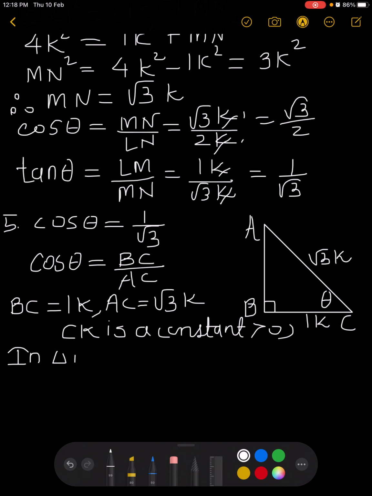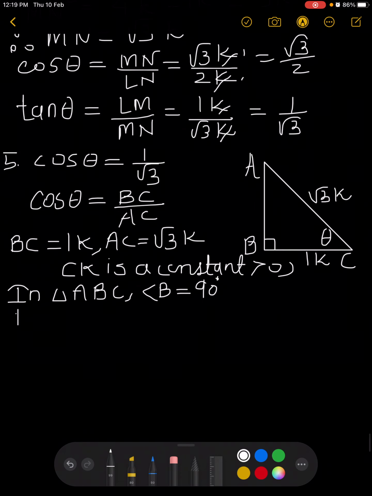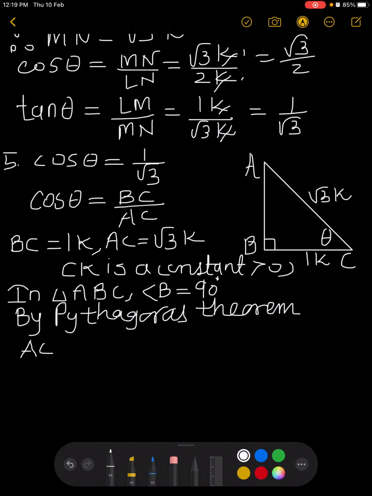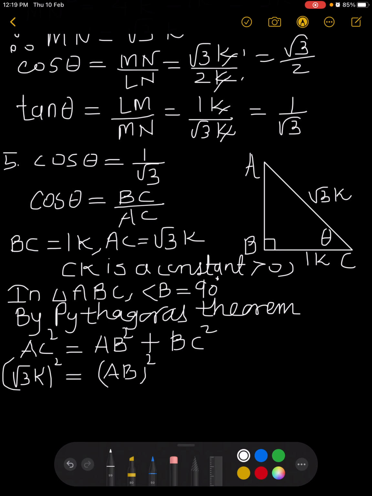Now in triangle ABC, angle B has measure 90 degrees. Let us apply Pythagoras theorem. When we apply Pythagoras theorem, it can be written: hypotenuse AC square is equal to one side AB square plus other side BC square. We know AC as root 3k in brackets squared. We do not know AB, so it is written as AB square.